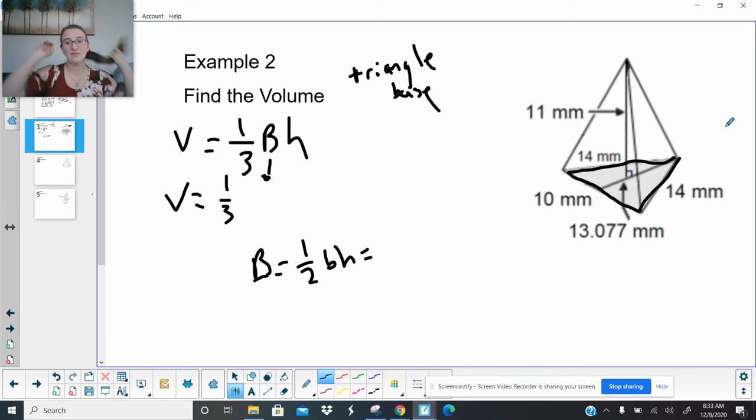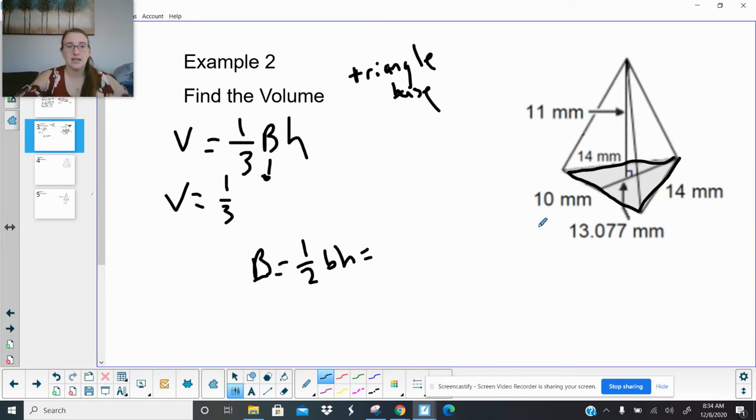Anyways, so we have to be very careful because they gave us a lot of numbers here. We've got 10, 13.077, 14, and 14. Following very carefully, this is 10. This is 14 and 14. This middle part is 13.077. So what we need to figure out is what is the base of this triangle and what is the height? See if you can figure it out.